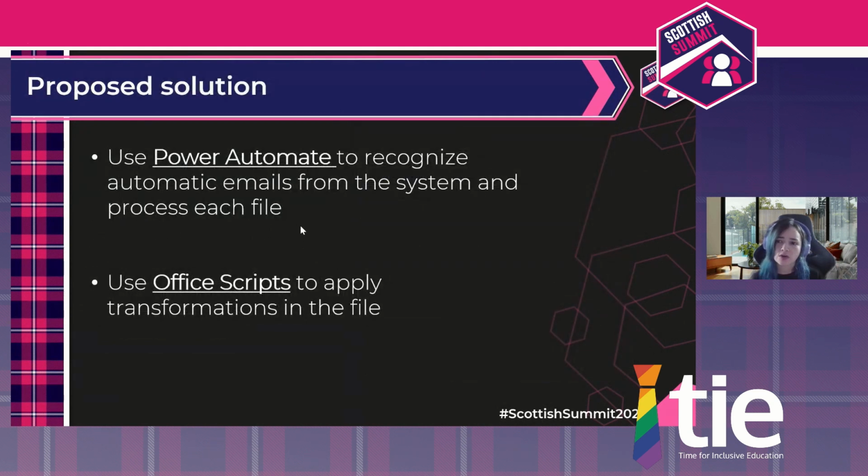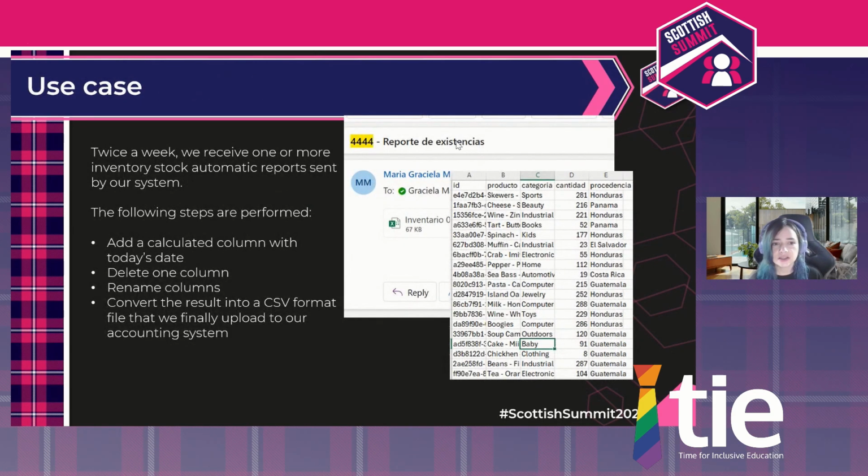So the proposed solution is that we are going to use Power Automate to recognize the systems that we are getting. And you can see here that we have this specific subject that we always get in our emails. It says here inventory report. So we are always getting these emails with the same subject, so we are able to identify which are the specific reports that we are receiving that are related to this process.